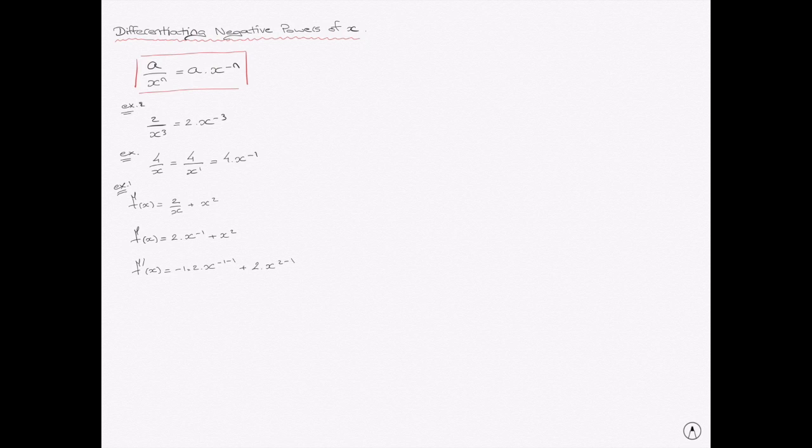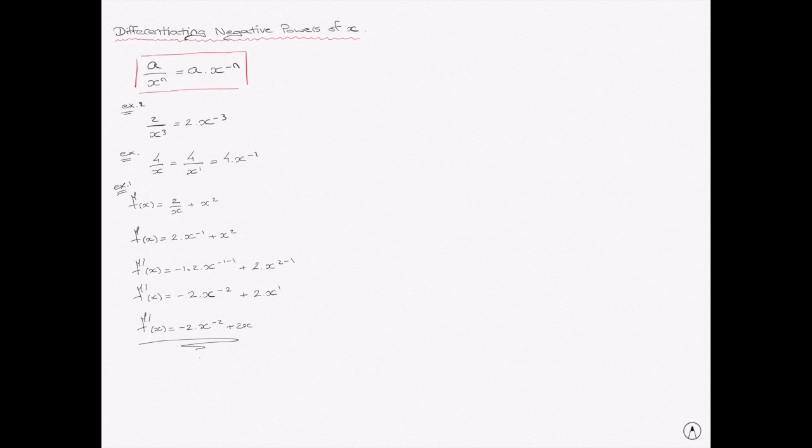minus 1. This leads us to f dash of x equals negative 2 times x to the power of negative 2 plus 2 times x to the power of 1. And finally, we could write f dash of x equals negative 2 times x to the power of negative 2 plus 2x. And that would be our answer.